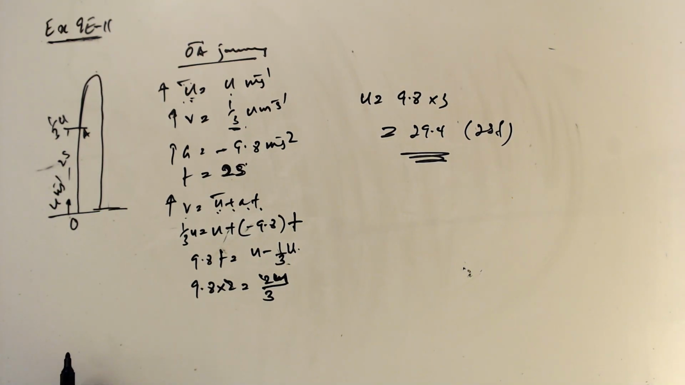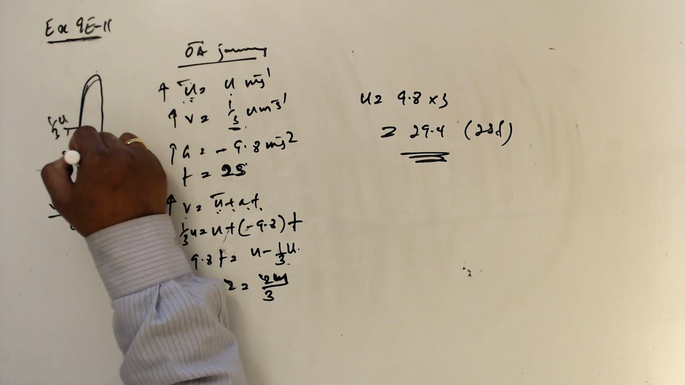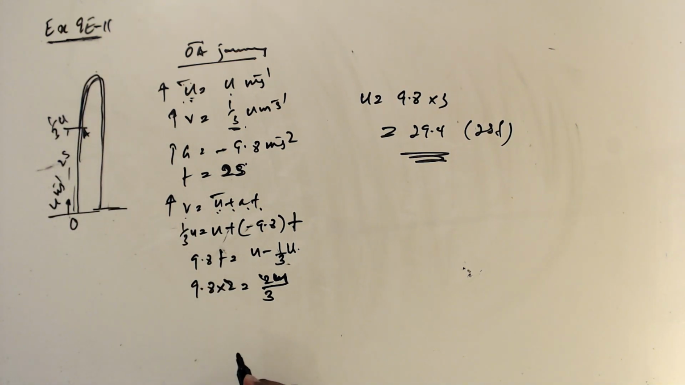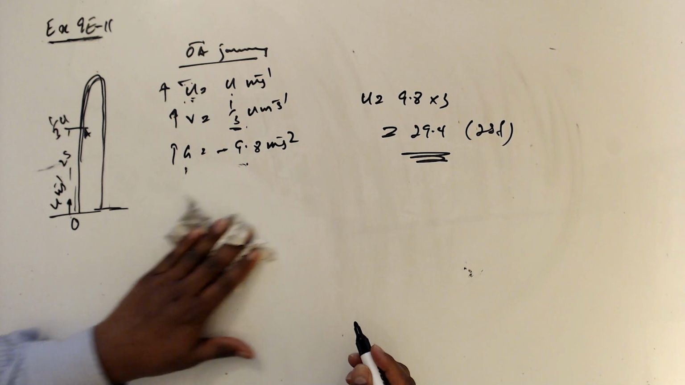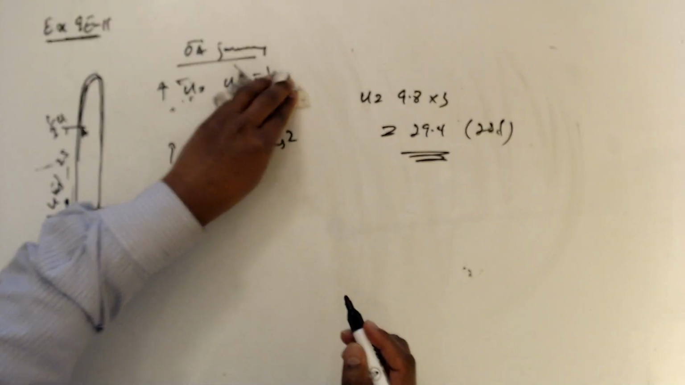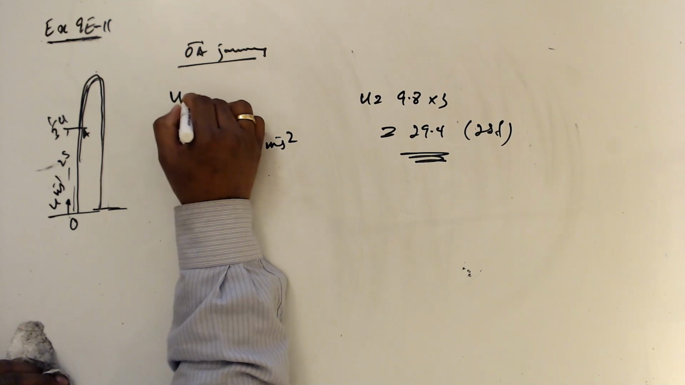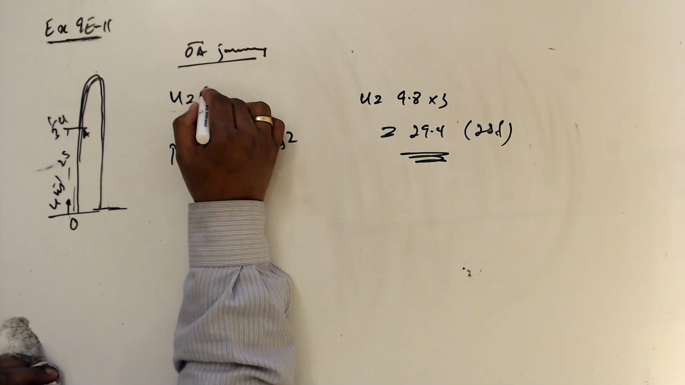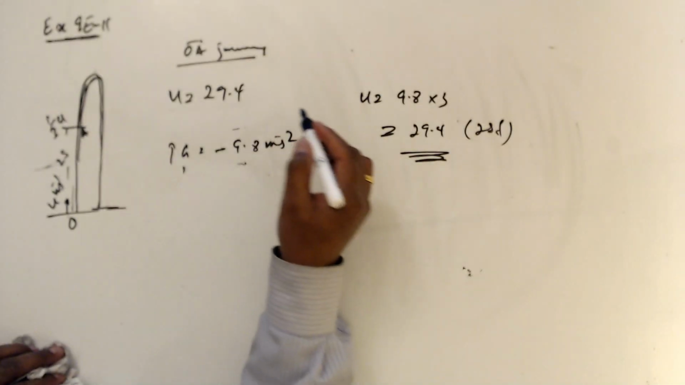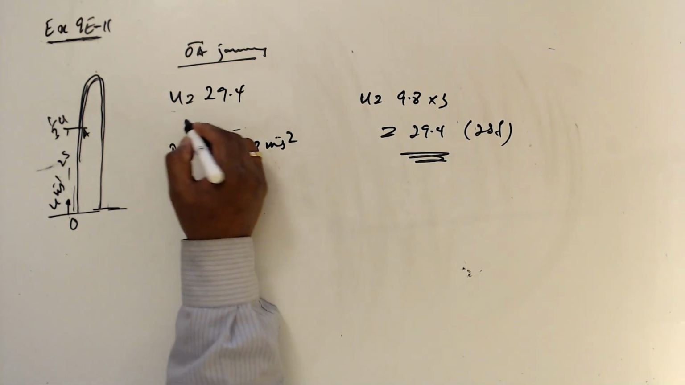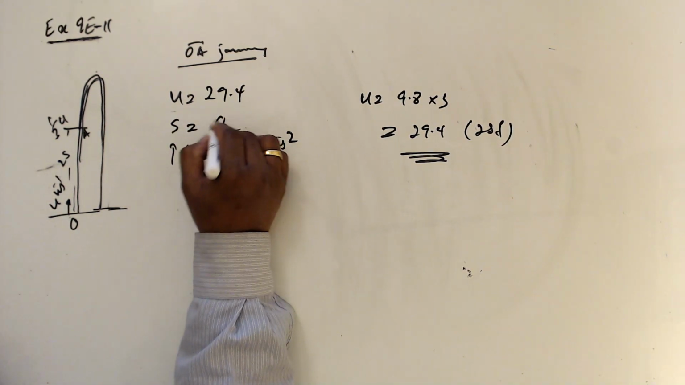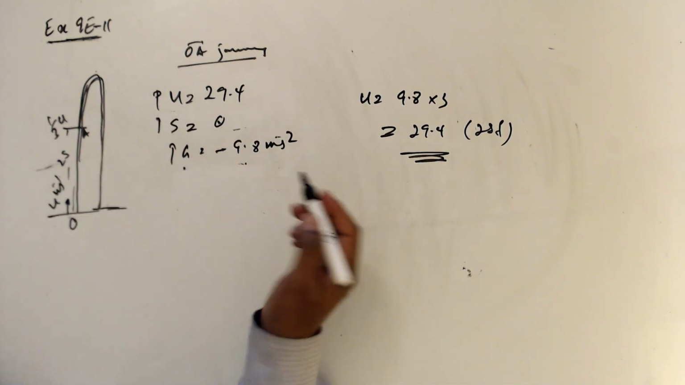Part B: the time from the instant that the particle leaves O to the instant it returns to O. So basically they are asking for the flight time. In that case, we now know the value of u is 29.4, and a is the same, and s is going to be 0.